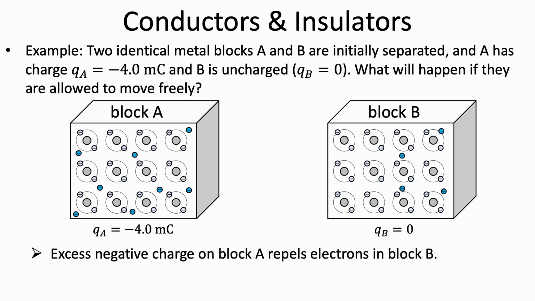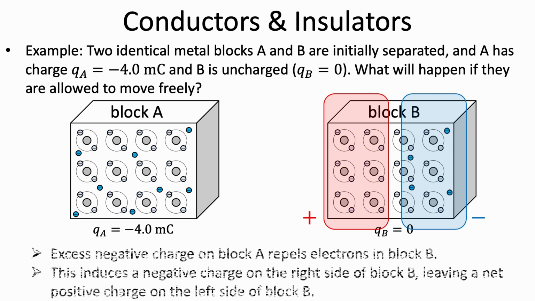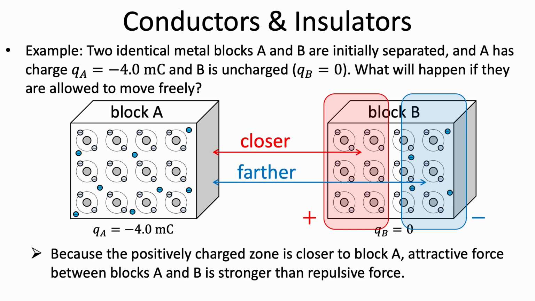First, the excess negative charge on block A repels electrons in block B, pushing them to the right side of block B. Because there are more electrons on the right side of the block, this induces a negative charge on the right side of block B, leaving a net positive charge on the left side of the block. Because the positively charged region of block B is closer to block A, which is negatively charged, the attractive force between the two blocks is stronger than the repulsive force.